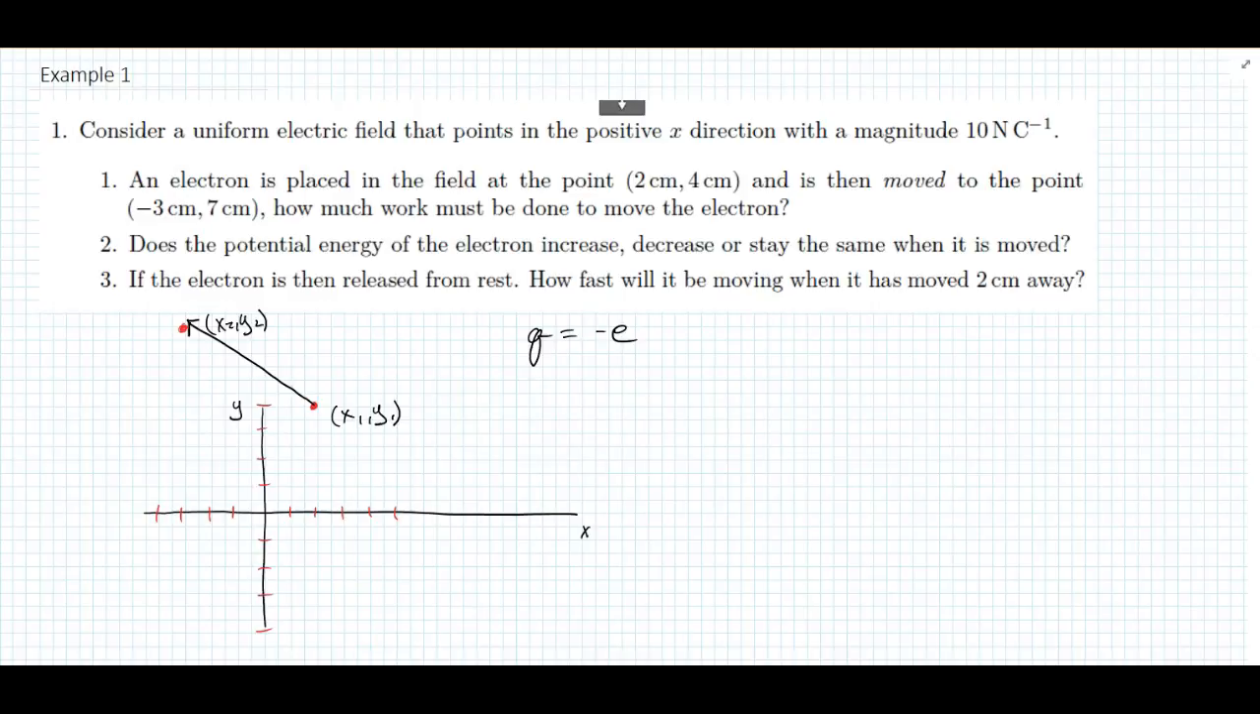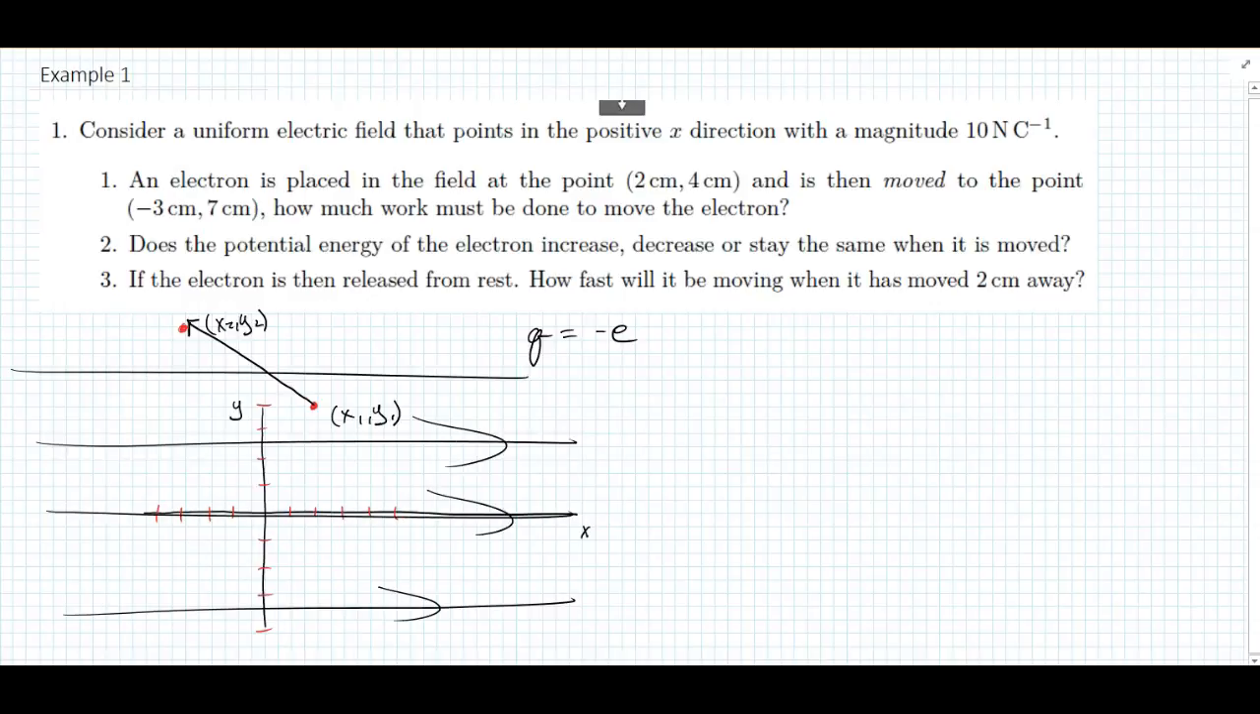I'm either going to have to do positive work if I have to push it against the force that the electric field exerts, and I'm going to have to do negative work if I have to pull it against the field's force. So the uniform field is going to look like this. Points in the x direction. And if I'm drawing these field lines, all of the field lines should point in the same direction, and they should be roughly equally spaced, because that's what a uniform field looks like.